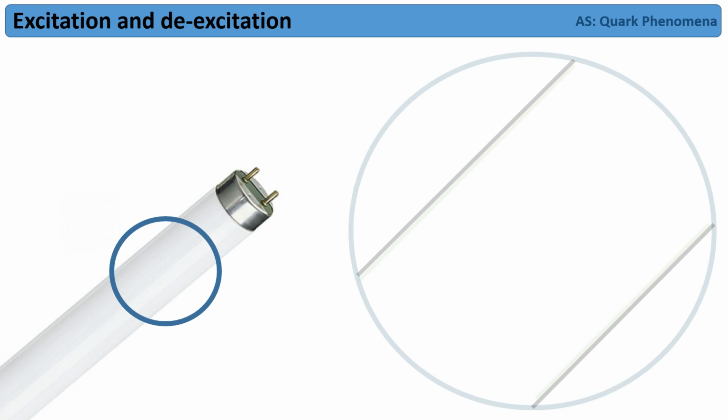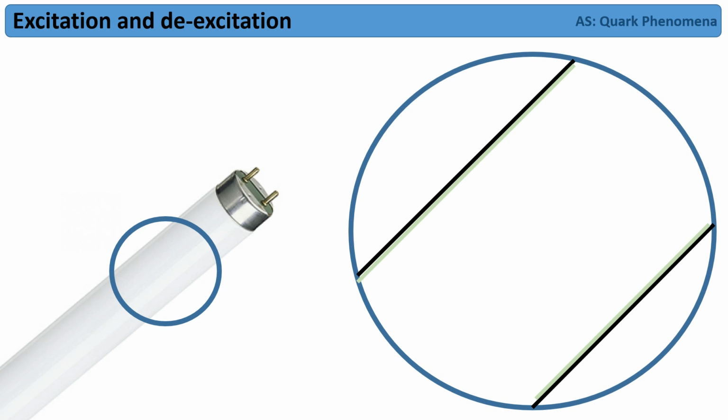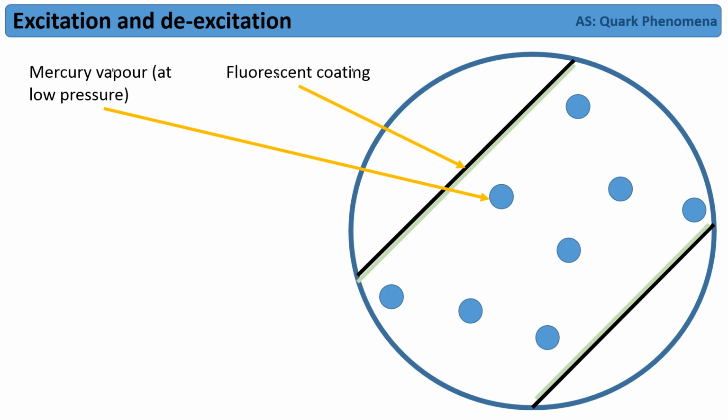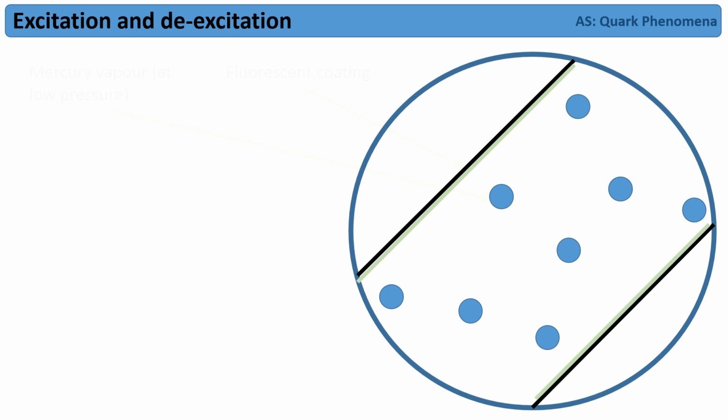So if we take a closer look at the actual light itself, you have got a fluorescent coating on the inside of the glass, and that fluorescent coating just means it will give off light if photons of a certain energy interact with it. Inside you have mercury vapour, so a metallic vapour at a very low pressure. It has to be at a low pressure to prevent electrons from interacting and being absorbed by other atoms and molecules inside. And of course, each of those atoms has got electrons orbiting.